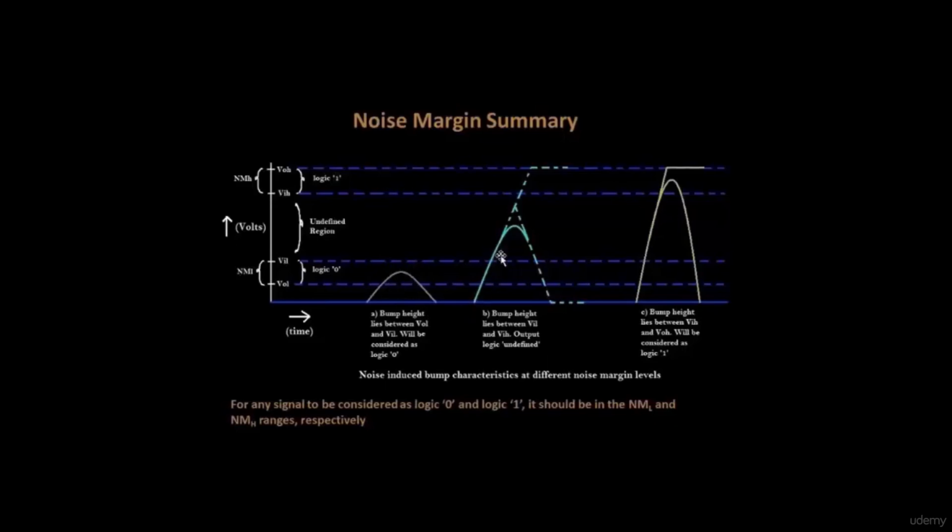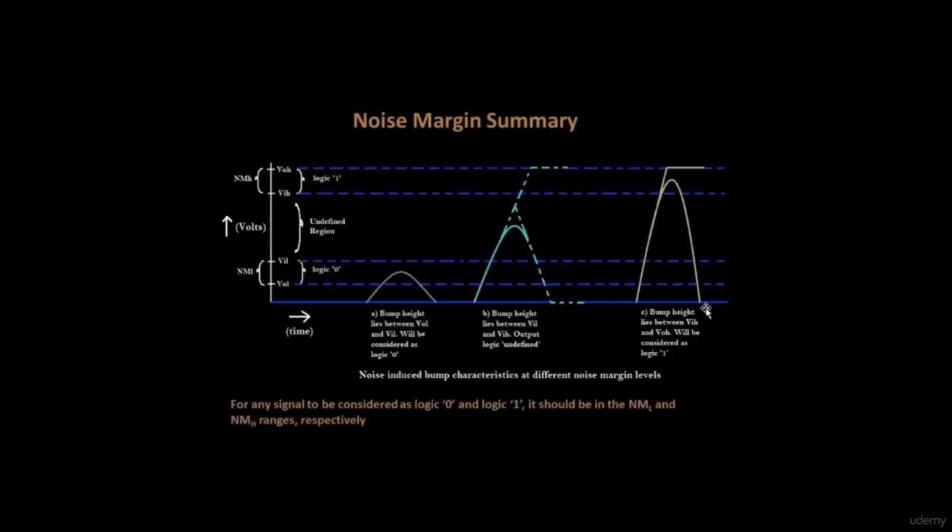Next, if there is a bump of this height, lying in this undefined region, then as the name suggests, it's undefined, so we don't know whether it will go to logic 1 or come back to logic 0. So these are basically unsafe glitches that we have, and these need to be fixed. And there's a third case where you have a bump which is pretty large, and the bump height lies in the range of NMH. In that case, it will definitely go to logic 1. It will definitely be treated as logic 1, and there are other harmful effects of having this height of bump.